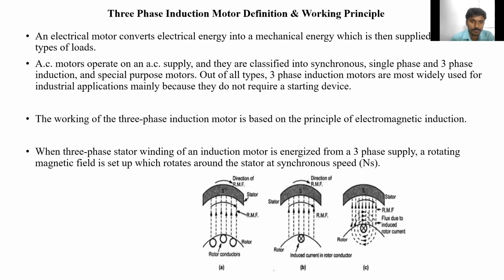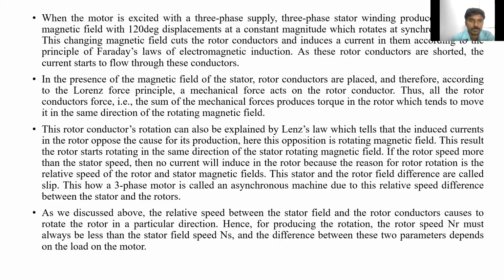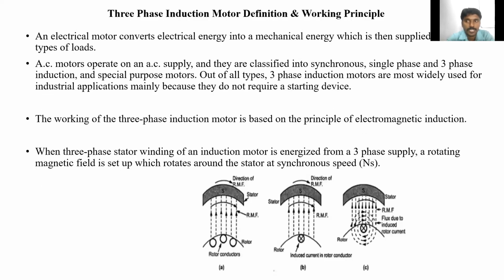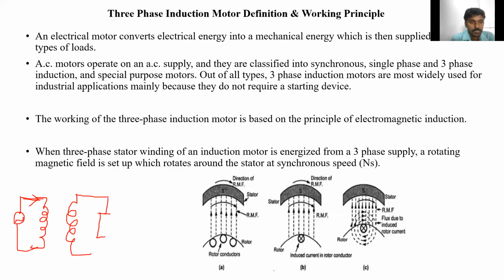Is it right? Are we giving any supply to the rotor windings in the three-phase induction motor? For example, in a transformer there is a primary winding and a secondary winding. We are giving the supply to only the primary winding. We are not giving any supply to the secondary winding. For example, this is the transformer. We are giving supply only to the primary, and here we connect the load. The load equipment gets the supply from the secondary winding of the transformer.